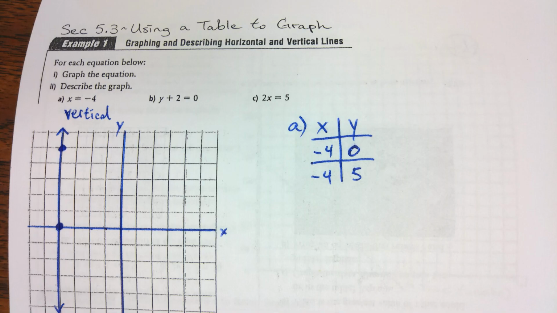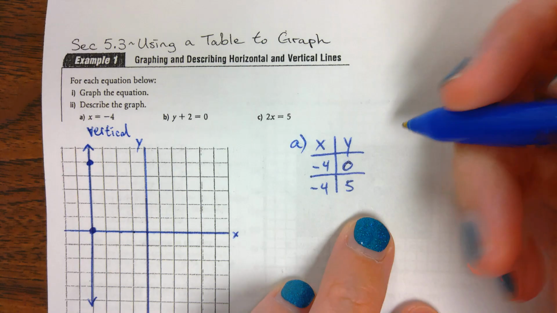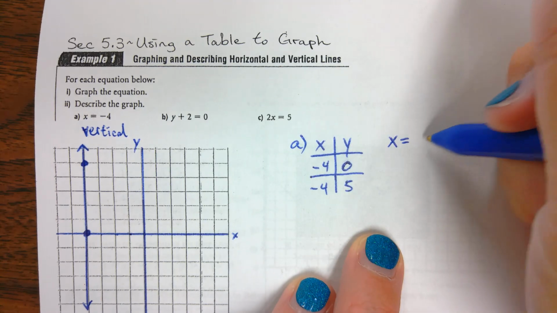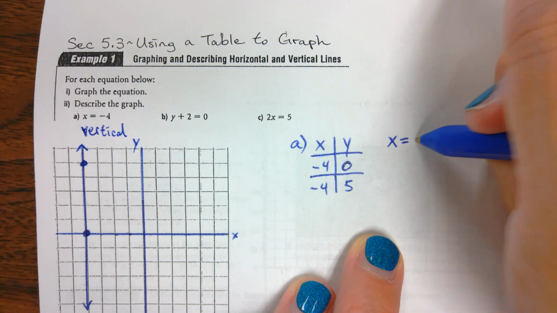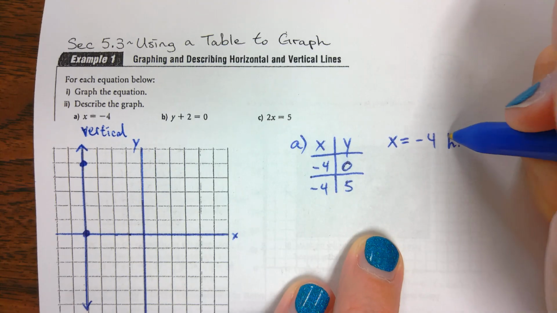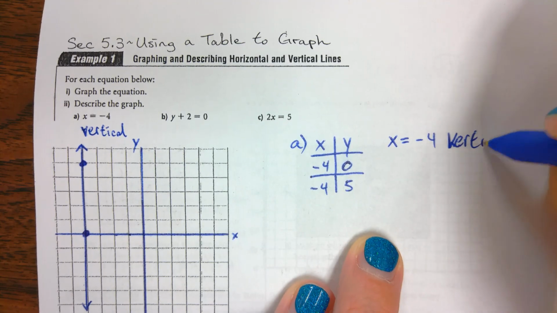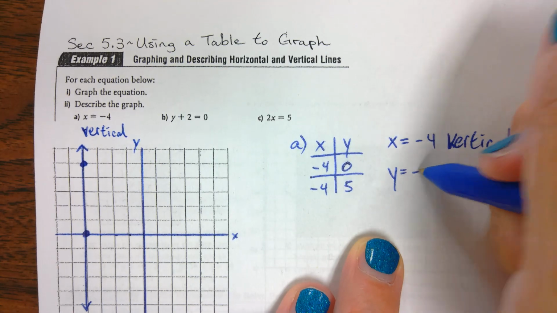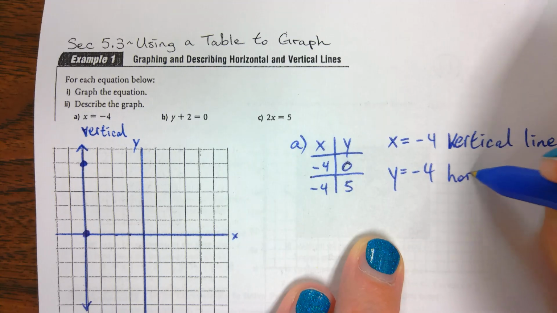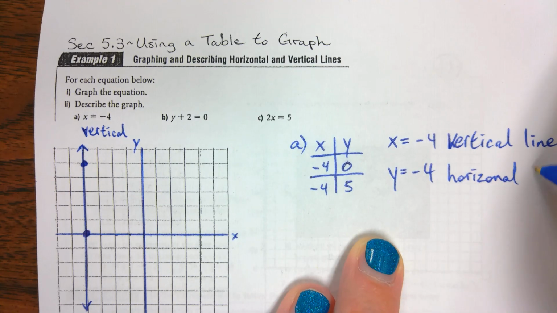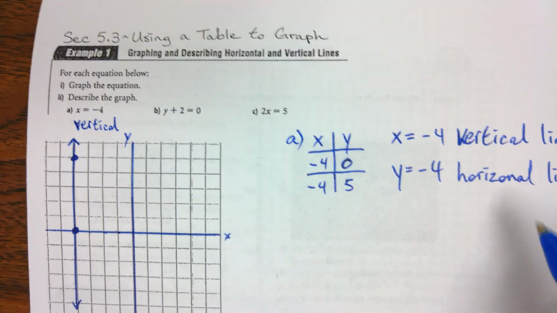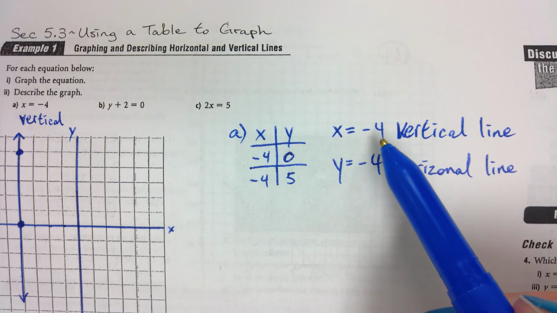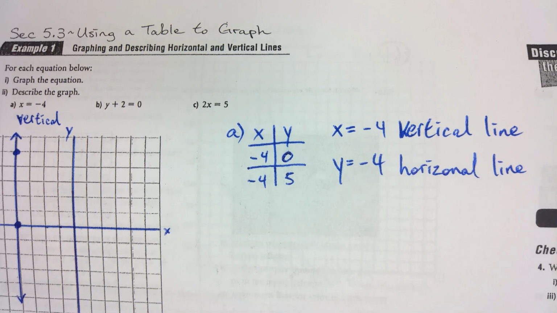So whenever you have x equals a number, let's write that down. When you have x equals, let's say -4, it's a vertical line. And then when you have y equals -4, for example, it's a horizontal line. Obviously, these numbers could be anything. I just wanted to show that when it's x equals a number or y equals a number, you get that.